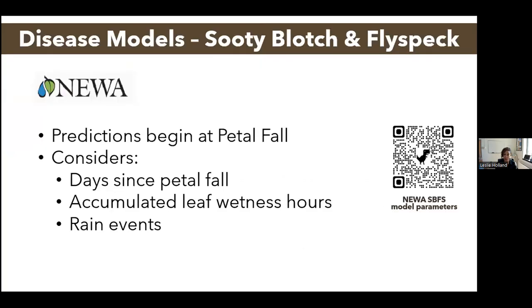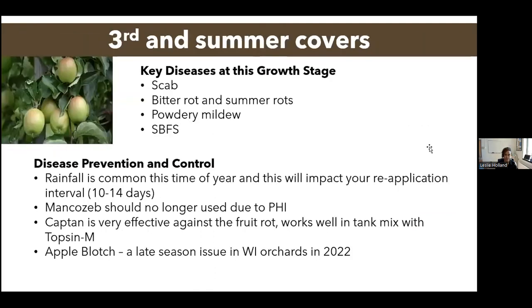Another model is for sooty blotch and fly speck, again hosted on NUA. These predictions typically begin at petal fall, so a couple phenological stages back there. This particular model looks at the days since petal fall, accumulated leaf wetness hours, and rain events. And there was an article written by Patty McManus several years ago about some of the different model parameters for this particular model for sooty blotch and fly speck, and that can be found with the scan of the QR code.